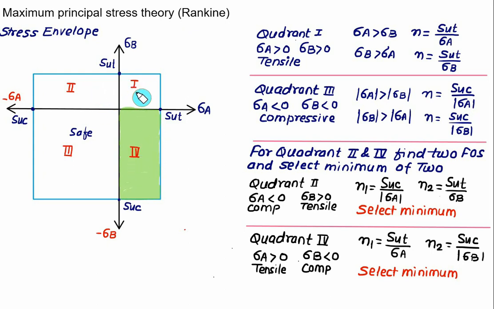As far as the first quadrant is concerned, we have to first select the largest principal stress, either sigma A or sigma B, and compare with SUT. As far as quadrant 3 is considered, you have to select the largest principal stress. For that, you have to find the absolute value of sigma A and the absolute value of sigma B, and compare that value with SUC. In quadrant 2, you have to calculate two factors of safety, one based on SUC and one based on SUT. The same story repeats for quadrant 4 also. So we'll take some examples here and try to make the concept clearer of how to calculate the factor of safety.